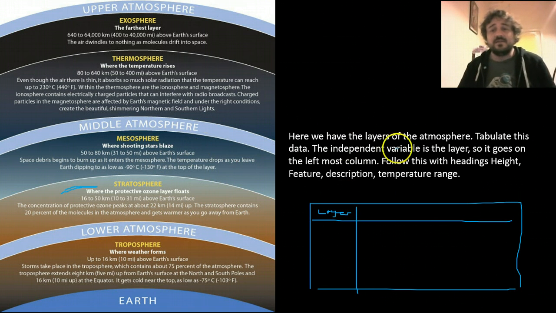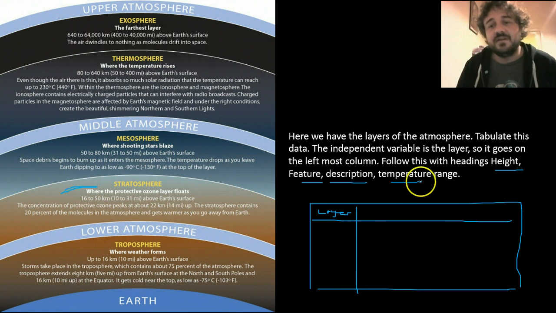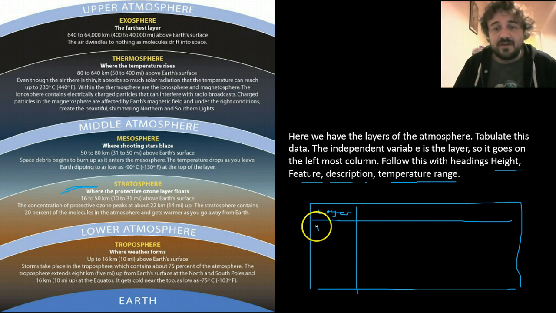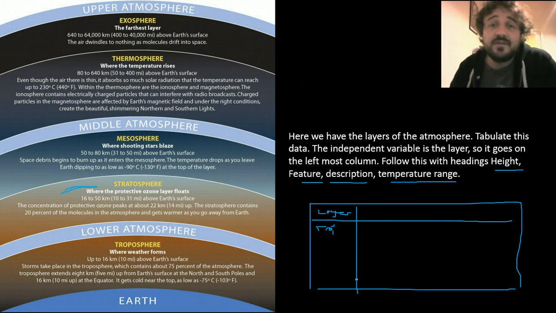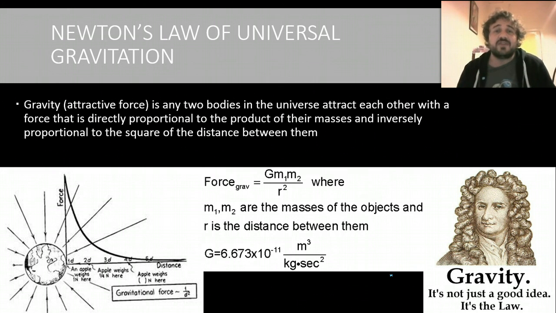Now all of the others, height, feature, so something special about it that makes it interesting, description of it, temperature range. They are the dependent variables because they're the things that you're looking up based on whether you're looking at the troposphere and all of the other layers down. So that's your job now. You can pause the video and come back to it, or you can finish it and check it out in a minute.